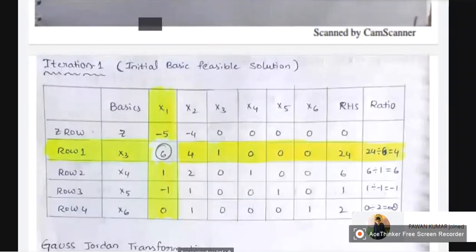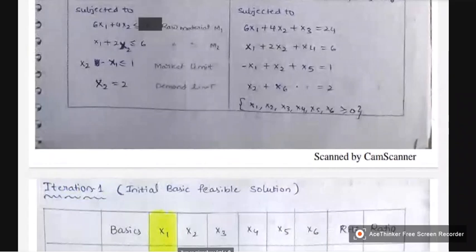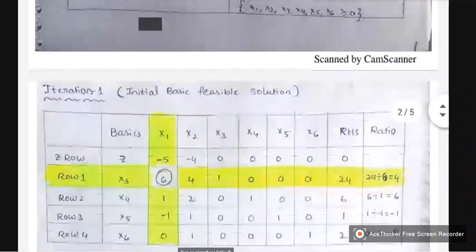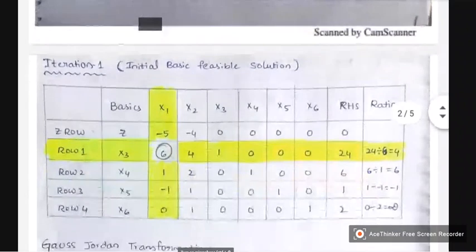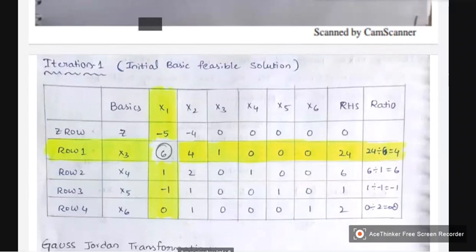Similarly, for row 1 we will take the equation 6x1 plus 4x2 plus 6x3 equal to 24. That we also put in the table, and similarly row 2, row 3, row 4 also.